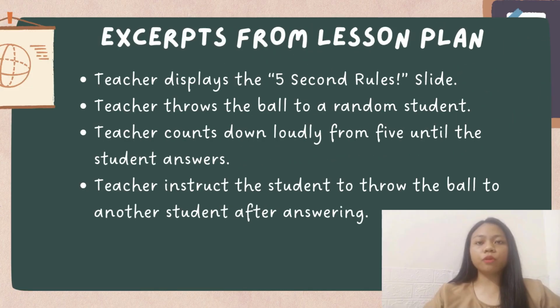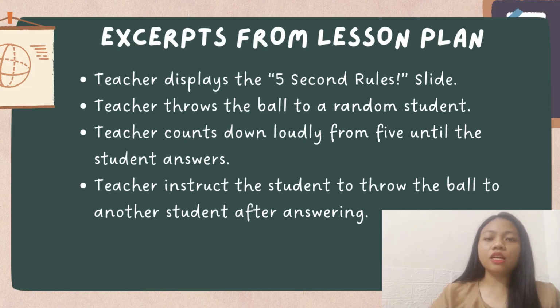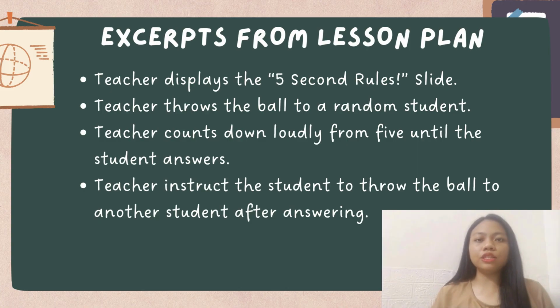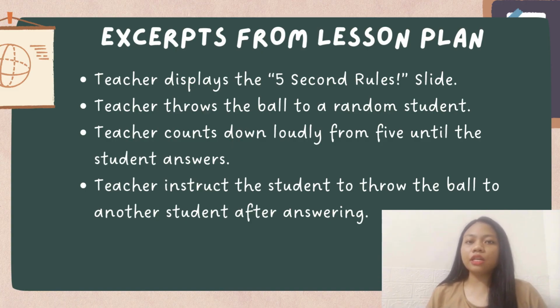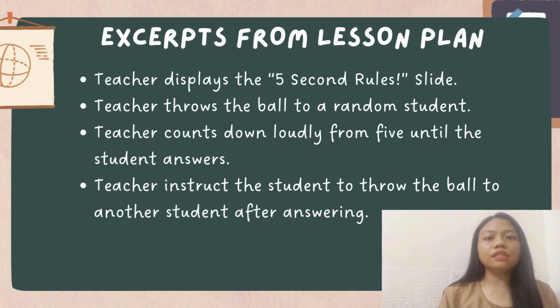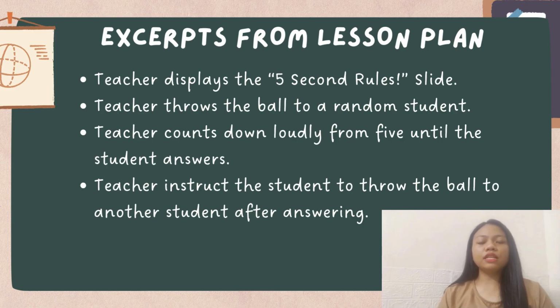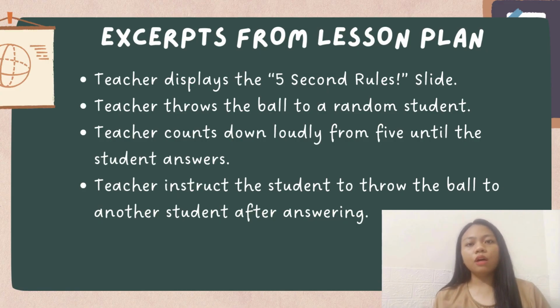In terms of excerpts from the lesson plan, these are the steps taken during the activity. So first of all, the teacher displays the 5-second rule slide, and then the teacher throws the ball to a random student. Next, the teacher counts down loudly from 5 until the student gives their answers. And lastly, the teacher instructs the student to throw the ball to another student after answering. So through these steps, students are actively involved, motivated, and also mentally prepared for the lesson.